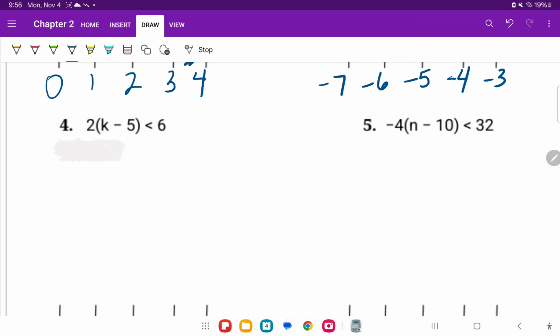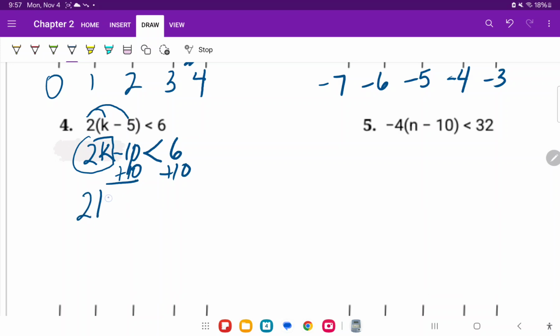Okay, so on number 4, this time we have to do the distributive property. So 2 times k is 2k. And then 2 times negative 5 is negative 10. Bring down your less than and your 6. All right, so we're trying to get this k term all alone. So we're going to add the 10. So we'll have 2k. This cancels. Bring down your less than and your 16. Then we'll divide by 2. So k is less than 8.